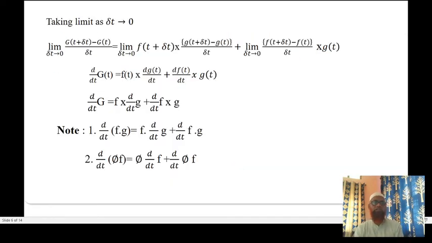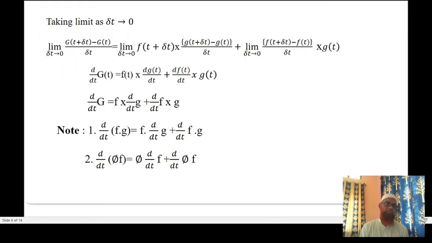Taking the limit as delta t tends to 0: the limit of G of t plus delta t minus G of t divided by delta t equals the limit of f of t plus delta t cross g of t plus delta t minus g of t divided by delta t, plus the limit of f of t plus delta t minus f of t divided by delta t cross g of t.